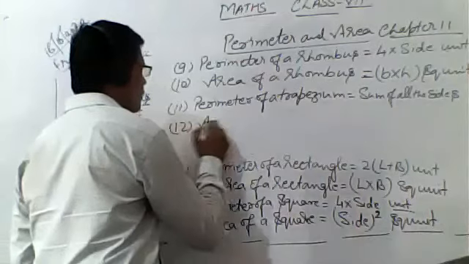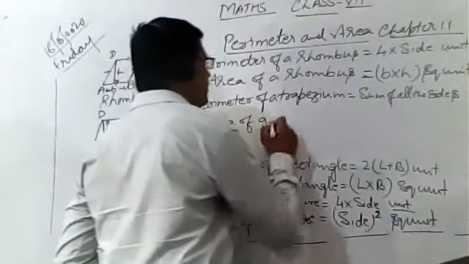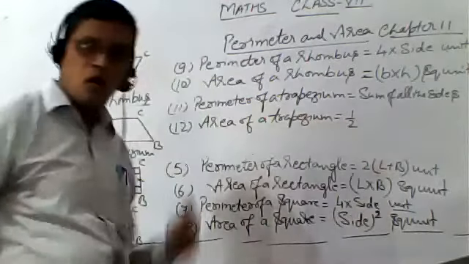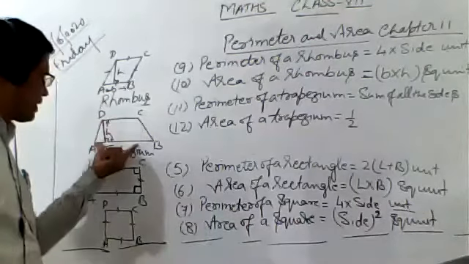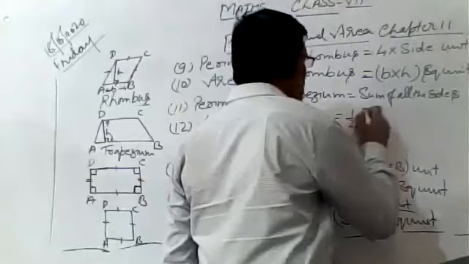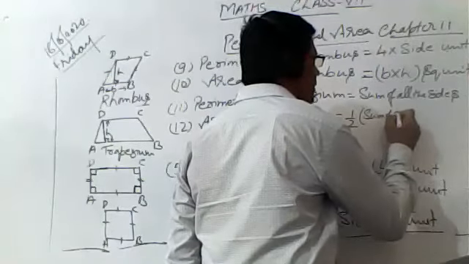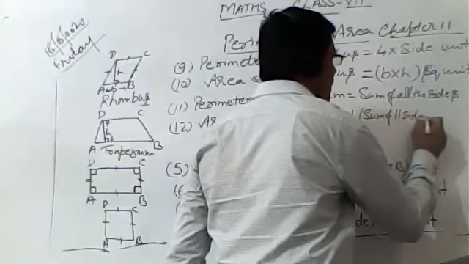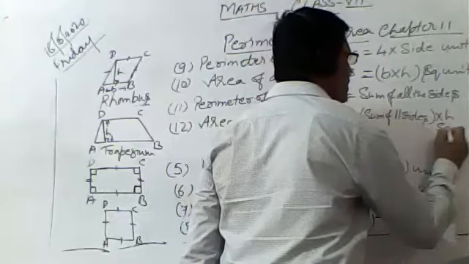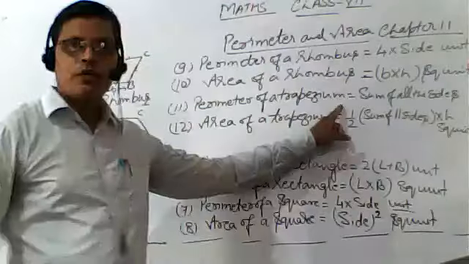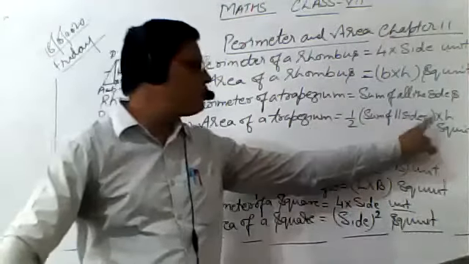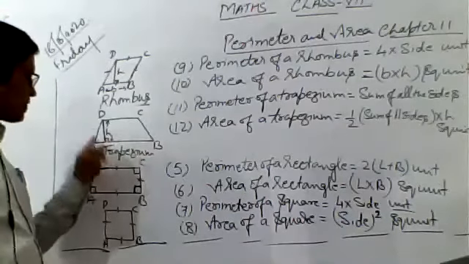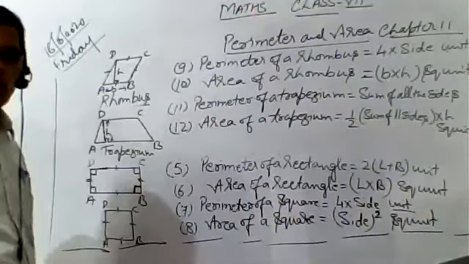And 12th, area of a trapezium is equal to 1 by 2 sum of the parallel sides. Here the parallel sides are AB plus CD, and this is the symbol of parallel. Into height, h for height, and the unit always comes as square unit.